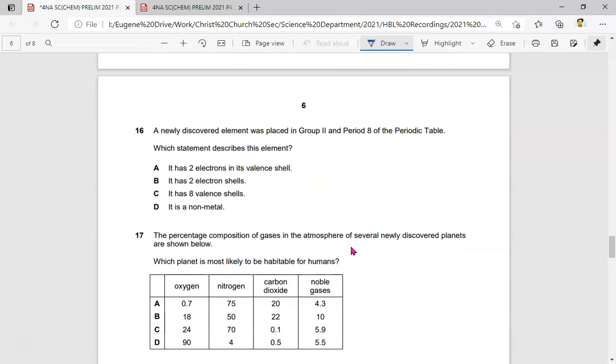Okay, 16. A newly discovered element was placed in group 2, period 8. Group 2 tells you it has 2 valence electrons. Period 8 tells you it has 8 electron shells. So this is what the details of the statements here tell you. Group 2, 2 valence electrons, period 8, 8 electron shells. So, which one describes this element?